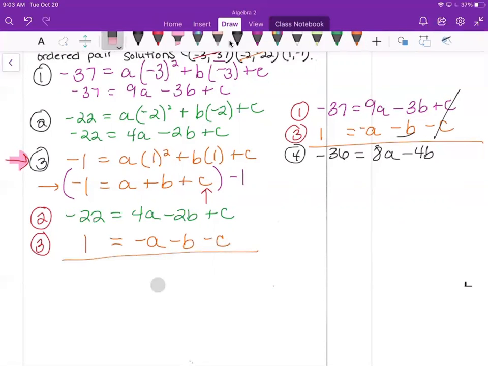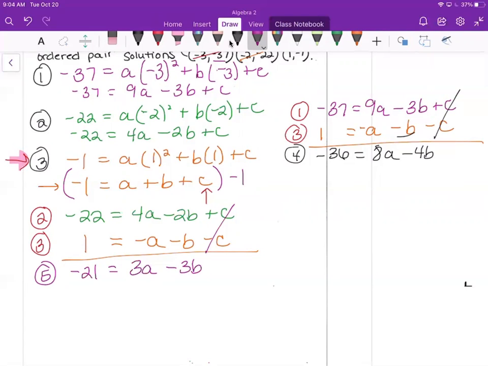All right. Now we go ahead and add and subtract. -22 plus 1 is a -21. 4 minus 1 is 3a's. And -2 minus 1 is -3b's. And like we saw with the last one, the c's cancel. And that is equation number 5. All right. Once you've eliminated the same variable, you have 2 new equations. And you're going to take those 2 new equations and you're going to eliminate one of the variables.